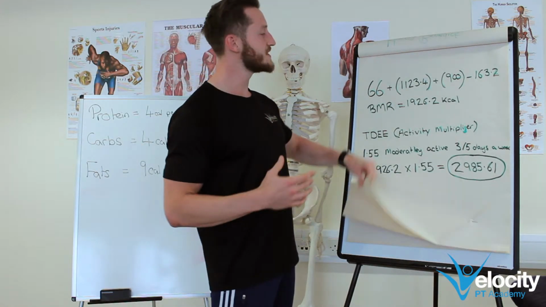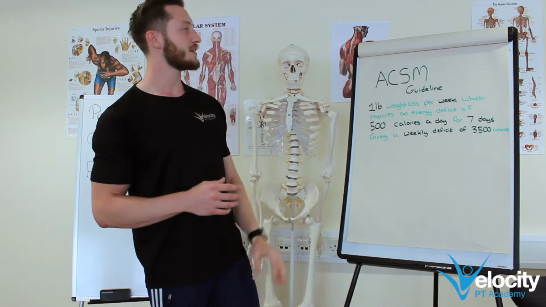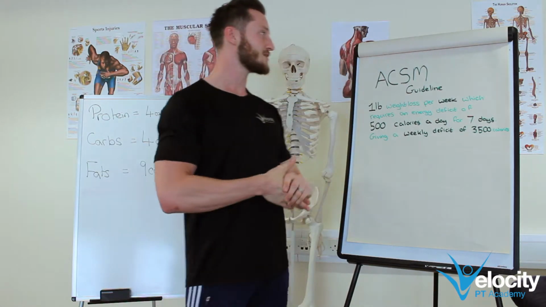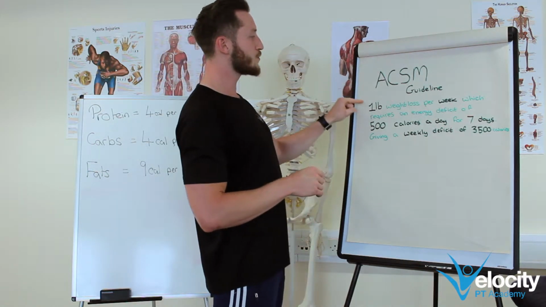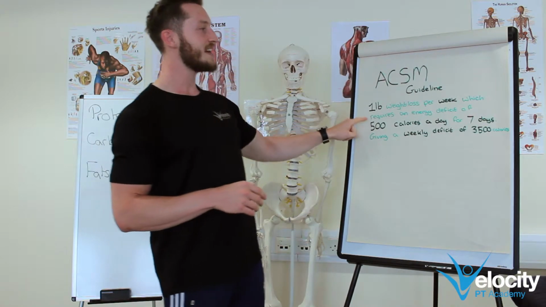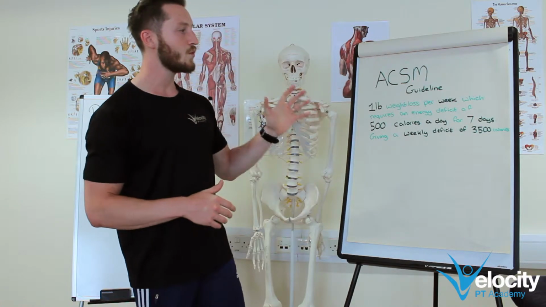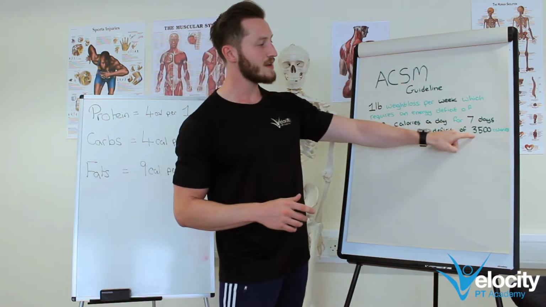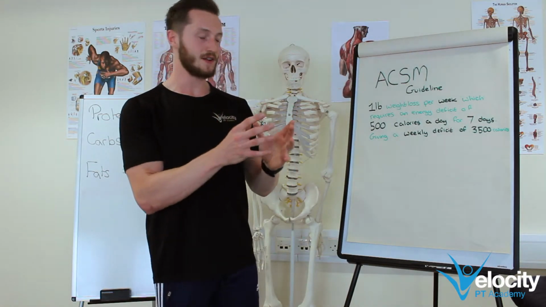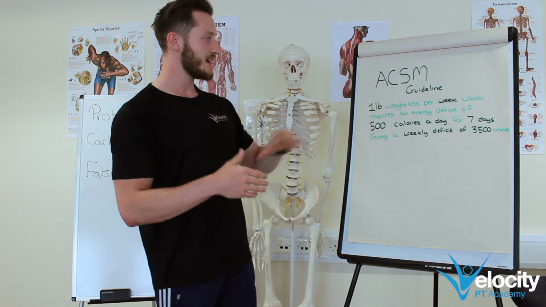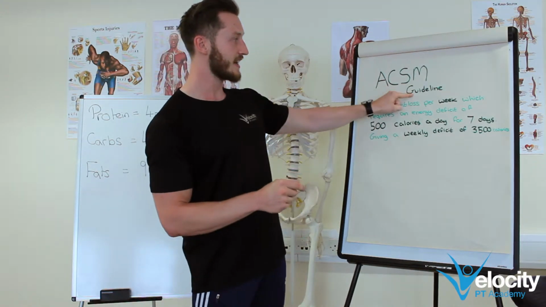So what happens if you do want to lose weight? So we've got this here. I've had a look at the ACSM guidelines. The American College of Sports Medicine guideline basically stipulates that if you want to lose 1 pound of weight per week, that requires an energy deficit of 500 calories a day for 7 days, giving you a total weekly calorie deficit of 3,500 calories. So that is the amount of weekly deficit that you're looking at, a 500 calorie deficit to equate to 1 pound of weight loss per week. Remember guys, this is just a guideline.